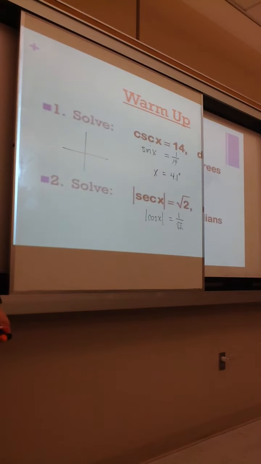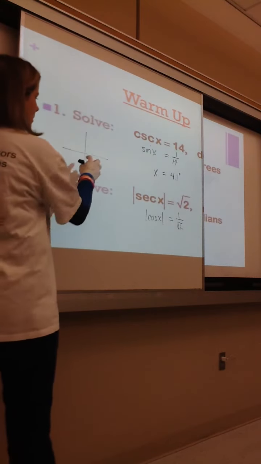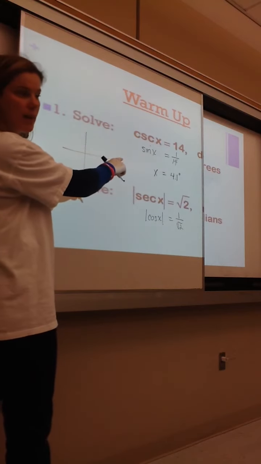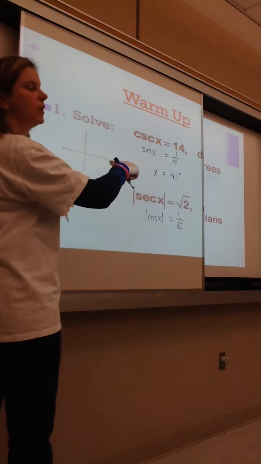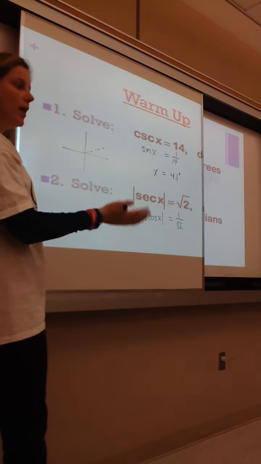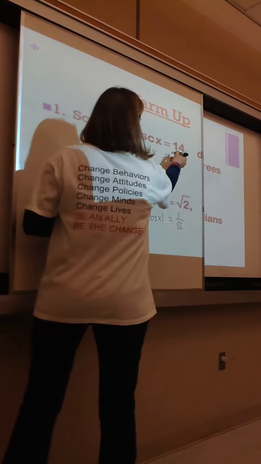Sign's positive in 2 places. Good. Sign's positive in 2 places, right? So what quadrant are we in for this output answer when you solve for x, guys? What quadrant does your calculator give you? 1, right? So we're in quadrant 1. Here's 4.1 degrees, right? Where else is sine positive? Because this is a positive value.